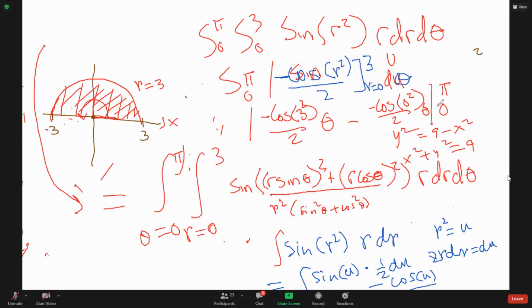And then you would finish that and solve it. You just plug pi in for theta, because theta equals 0 would go away. Your final answer would be what? Pi times pi over 2, let's say, times 1 minus cosine 9.